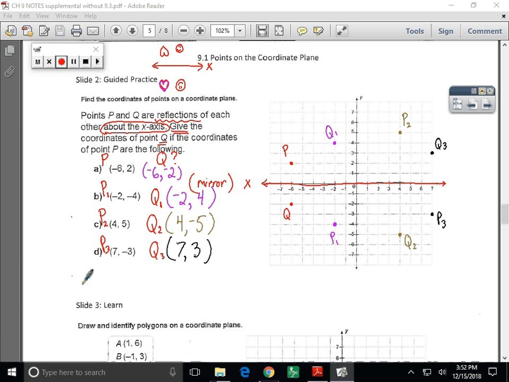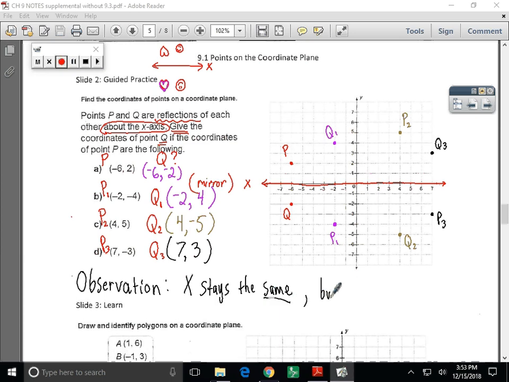I want you to notice something. So this is where I want you to be observant. So observation. I know Mrs. Hill talks to you about this a lot in science class. It's also pertinent in math. When I'm reflecting across the x-axis, what seems to stay the same? The first value, right? So the x stays the same.